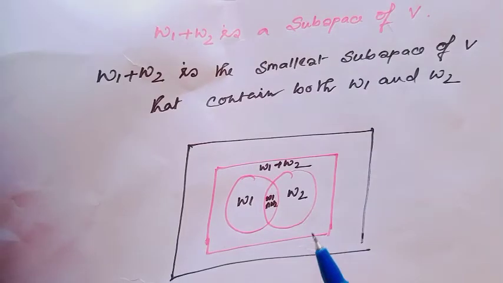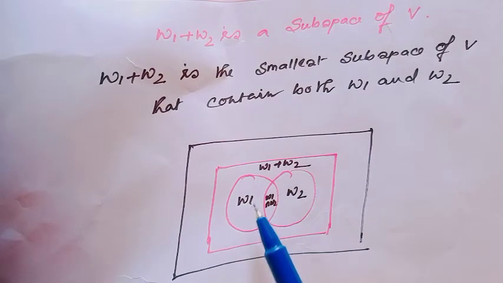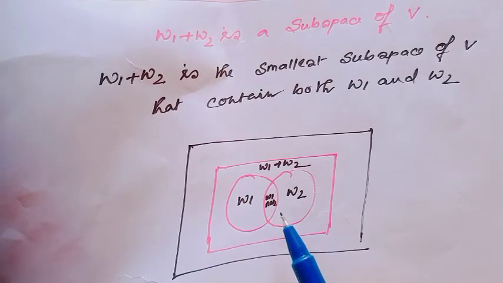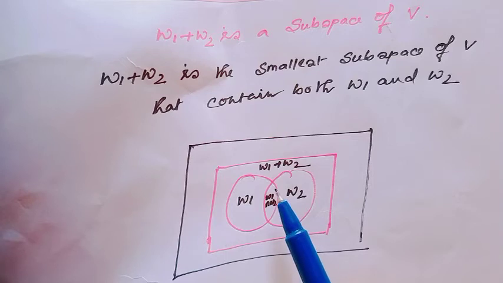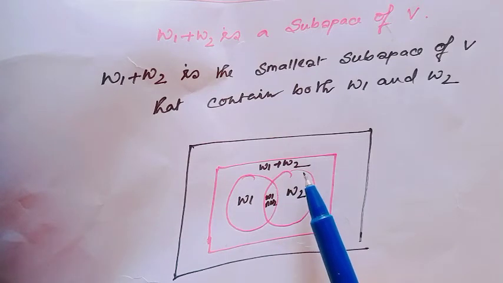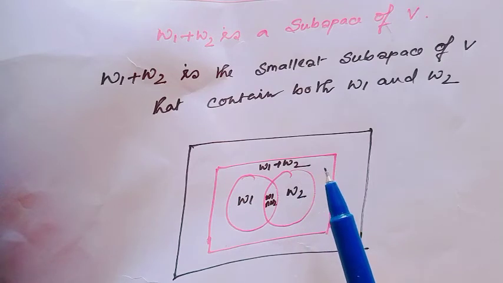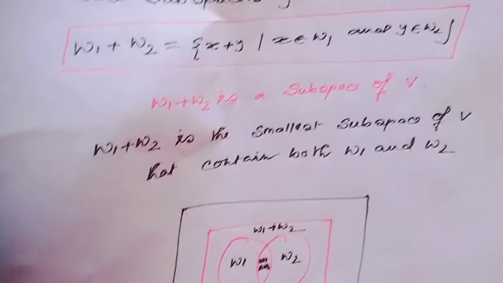This is the picture of W1 plus W2. Here W1, here W2, here W1 intersection W2, and this is W1 plus W2. This is actually those x plus y, where x belongs to W1 and y belongs to W2.